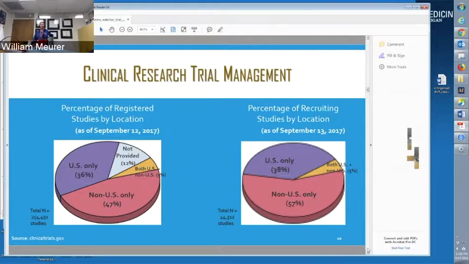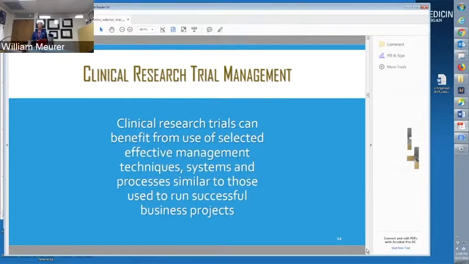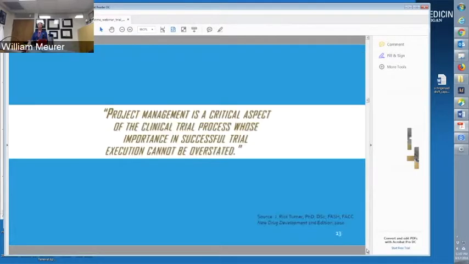Many more trials are recruiting outside the United States again, and that adds to potential complexity with different regulations, different other issues. But I think her argument in her webinar is that management techniques similar to what is used to run successful business projects can be applied to how to manage your trial at any phase, in the design phase, or the proposal phase, and certainly in the implementation phase.